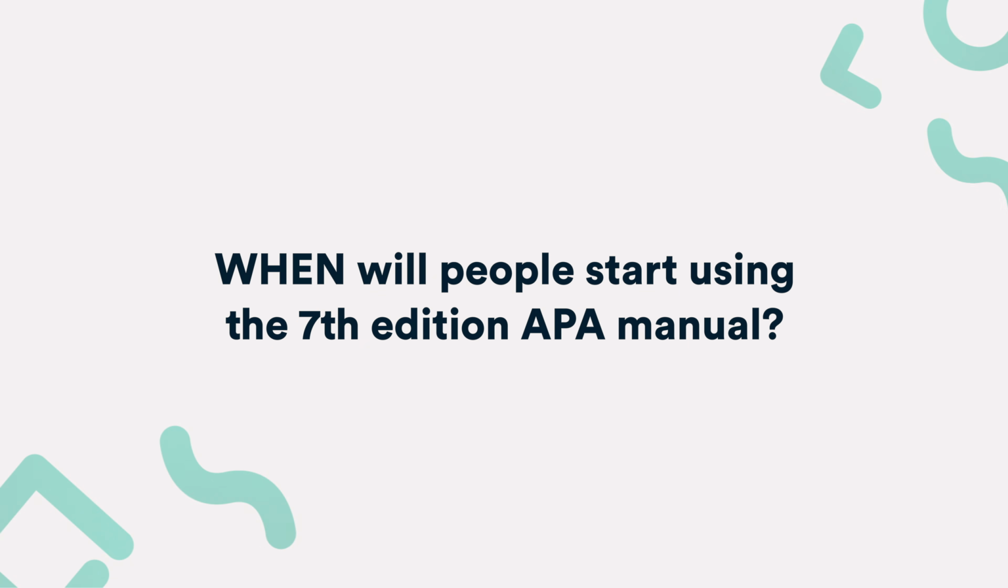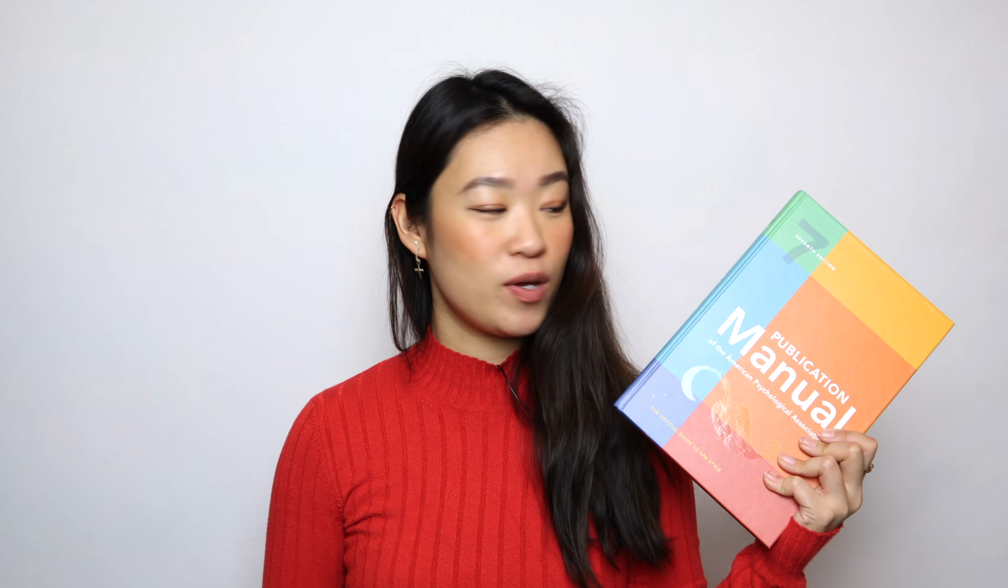So when will people start using the 7th edition APA manual? The APA expects that people will start using the 7th edition in the spring of 2020, but make sure you check with your supervisor or journal publisher which edition you should adhere to. The manual is now available in full color. You can choose between a hardcover, spiral bound, or ebook.